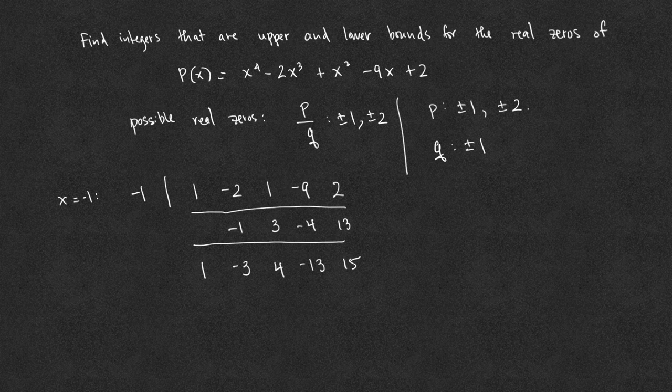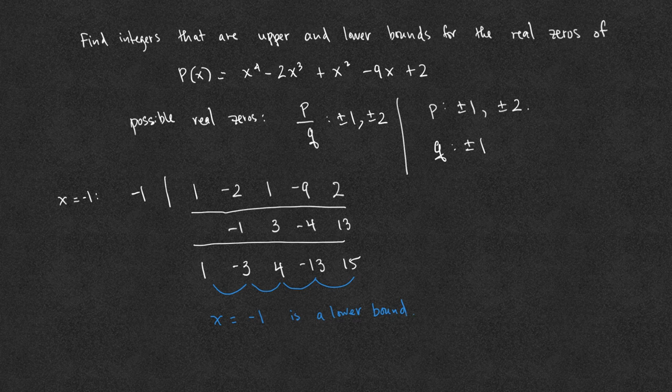We notice that, sure, x equals negative 1 is not a zero because the remainder is not 0. But in this case, the entries in the last row alternate in signs. Positive to negative, negative to positive, positive to negative, negative to positive. This means the entries are alternating from non-positive to non-negative. In this case, x equals negative 1 is a lower bound of the zeros.